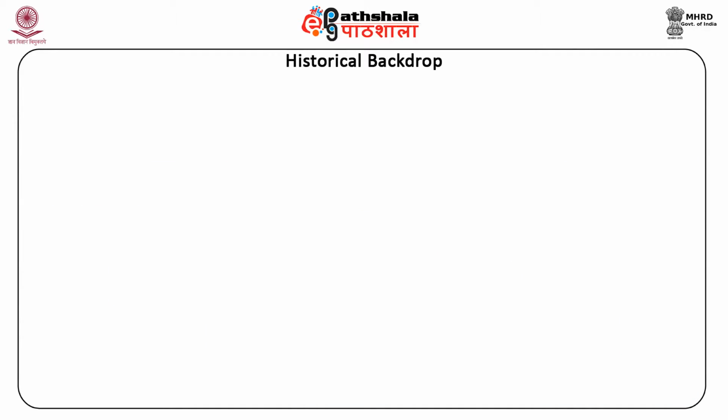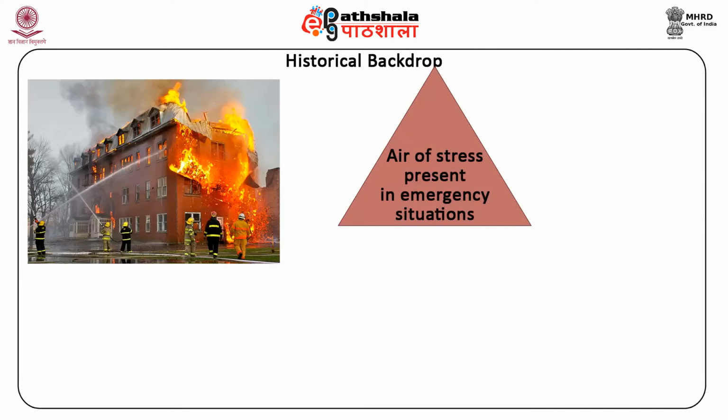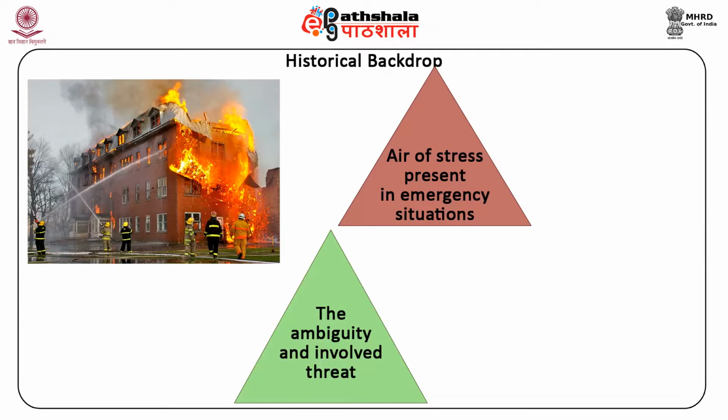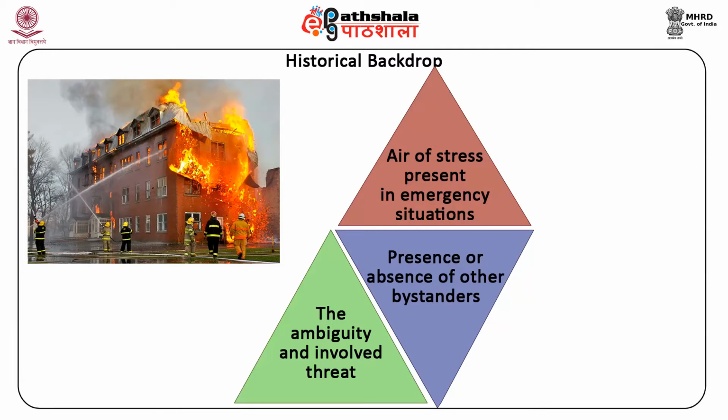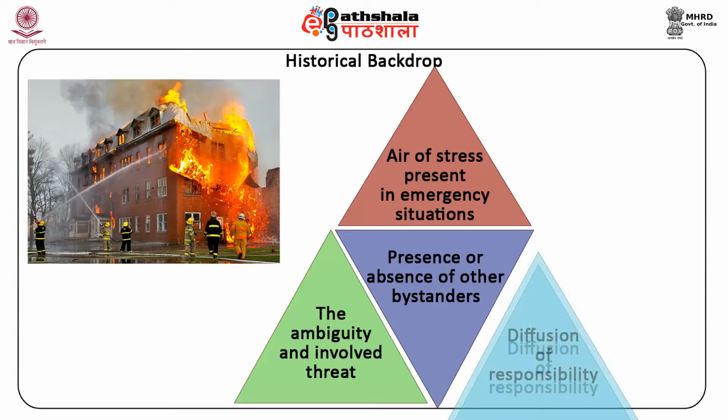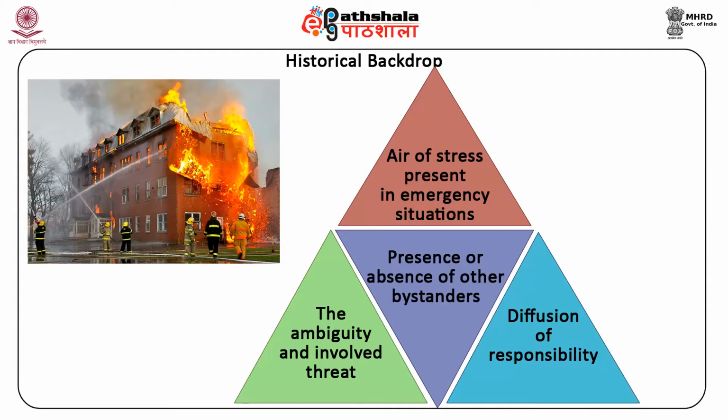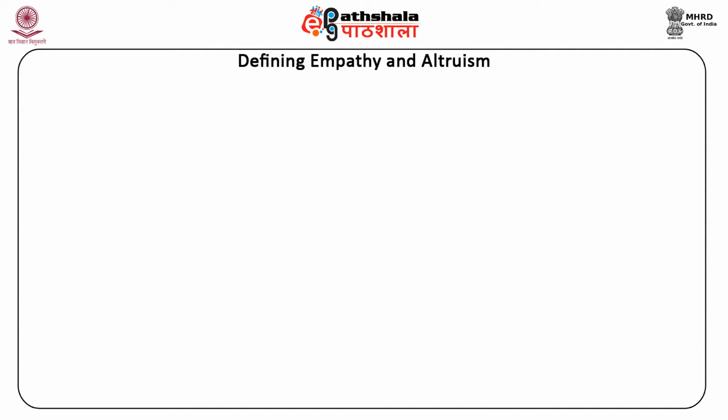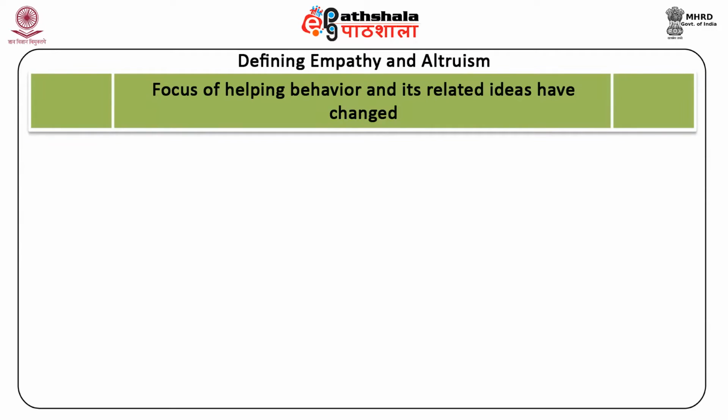This decision making is complicated by the stress present in emergency situations, the ambiguity, and the involved threat. It also is influenced by the presence or absence of other bystanders who might influence us to a state of inaction due to diffusion of responsibility, where each one thinks that it's the other's job to help. Over the past 50 years, however, the focus of helping behavior and its related ideas have changed, and we find under its wraps the processes of empathy and altruism.